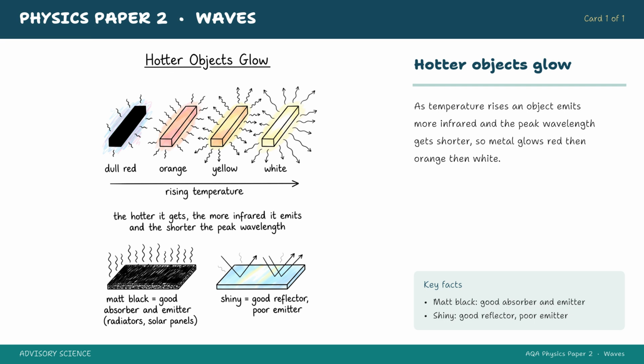In the exam, you could be asked why matte black surfaces are used on radiators or solar panels. The answer is that matte black surfaces are very good absorbers and emitters of infrared radiation. Shiny, light-coloured surfaces are poor absorbers and emitters, but good reflectors.